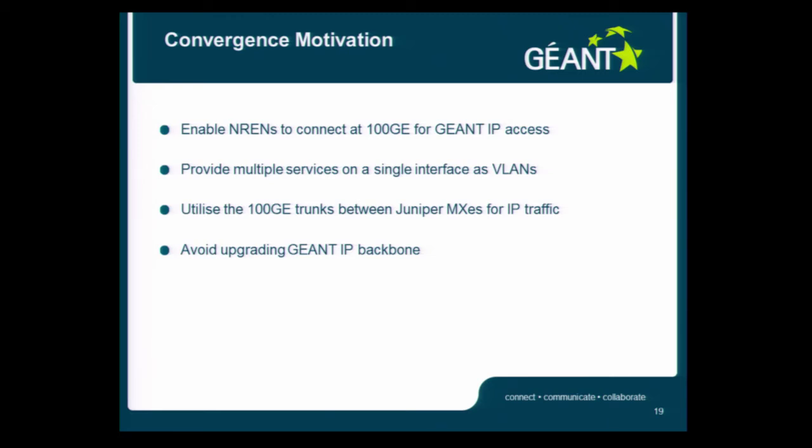What we wanted to do was utilize the 100 gig trunks that we have put in between the Juniper MXs rather than upgrade the IP backbone, spend more money and put more capacity in when the existing capacity is not being used. So this was an exercise to better utilize the available capacity and not spend too much money on upgrading the IP backbone when we have abundant capacity on the switching layer.